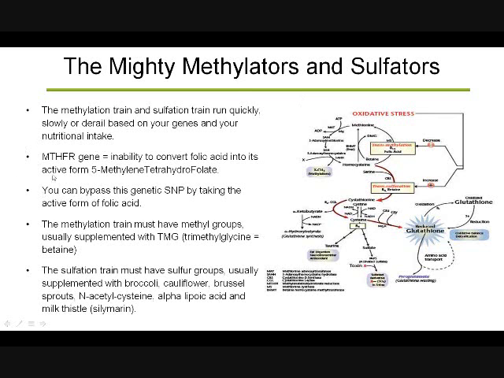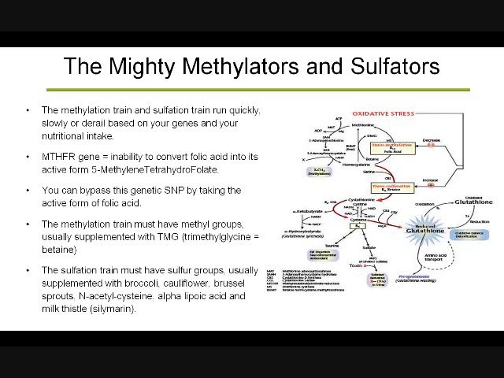Now, let's talk about one of those common SNPs that happen in about 20% of the population. It's called the MTHFR gene, methylene tetrahydrofolate reductase. It's a big word. It means when you eat folic acid through foods or through a vitamin, it needs to be converted into an active form. And that active form is called 5-methylene tetrahydrofolate.